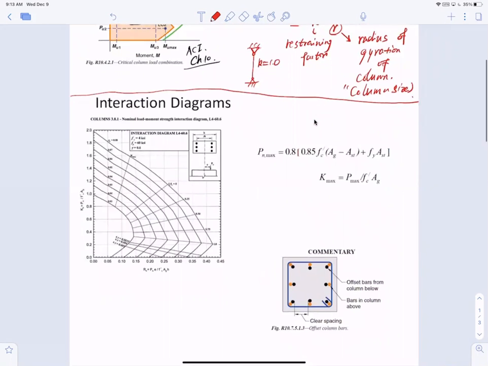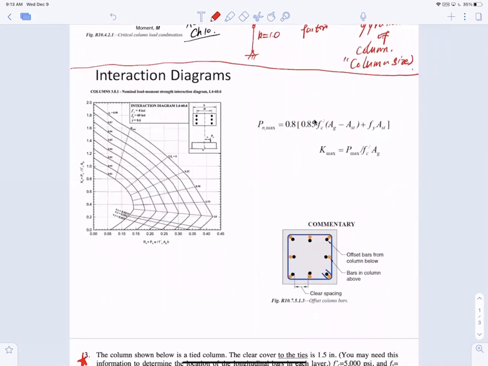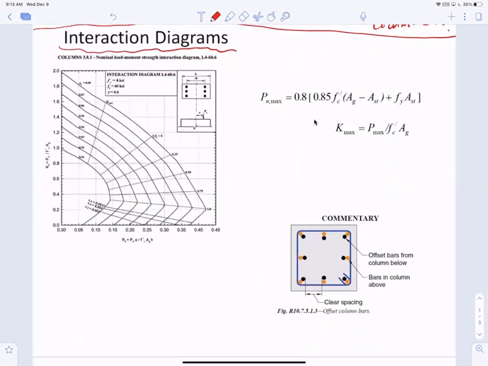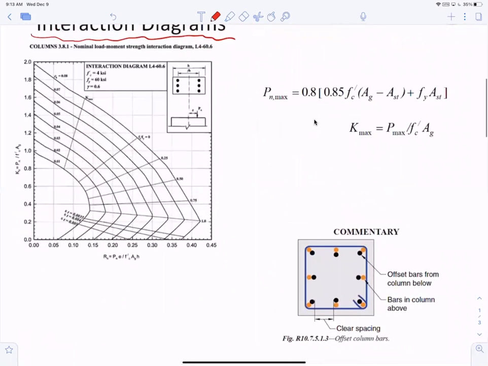The second point in terms of design is that when you design a column, you don't just go in and start doing an analysis on the section. You actually rely on this interaction diagram. This interaction diagram is non-dimensional, so there are no numbers on it. You can find this from ACI.